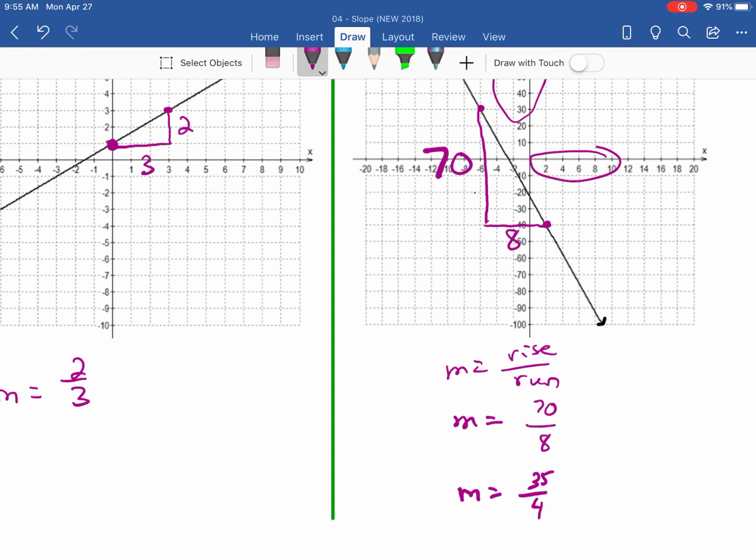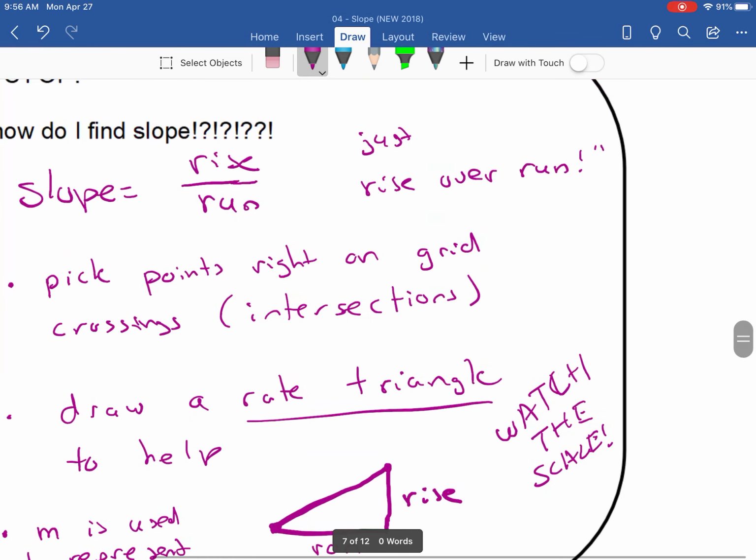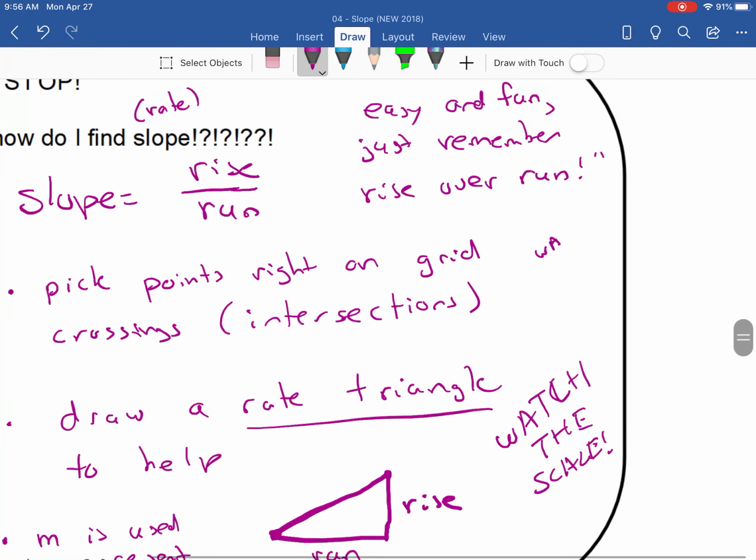So the rise here is 70. The run here is 8. That fraction reduces to 35 over 4. Now, I hope you were thinking the whole time, you made a mistake all the way through. I hope you noticed. Because I really want to highlight that because it's an often made mistake, which is not noticing that the rise here was negative. So actually my slope is negative 35 over 4.